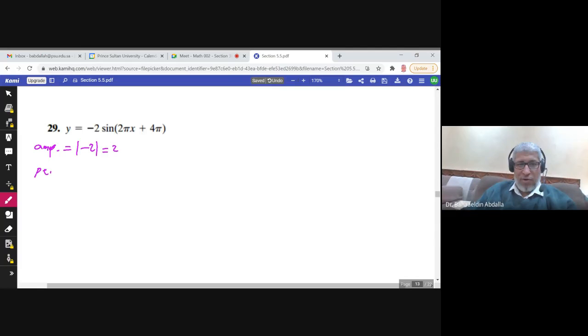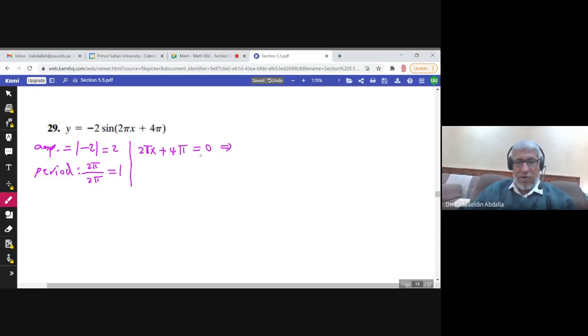What is the period? 2 pi over 2 pi. So the period is 1. Okay. What is the phase shift? Put 2 pi x plus 4 pi equals to 0 and solve it. So you take 4 pi to the other side. If you do a mistake here, all your work would be not correct. So please pay attention. Do it.